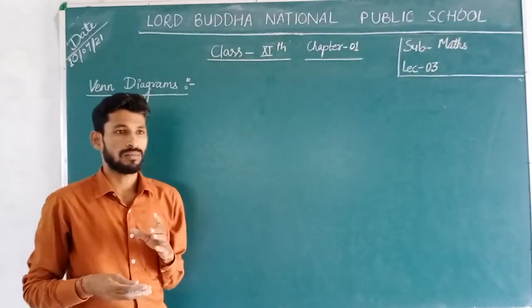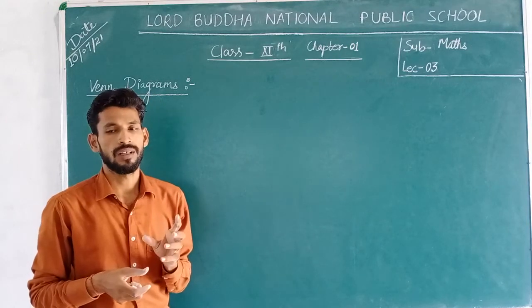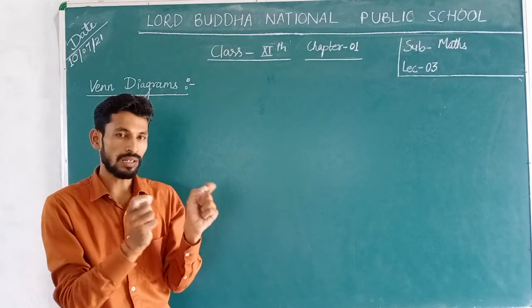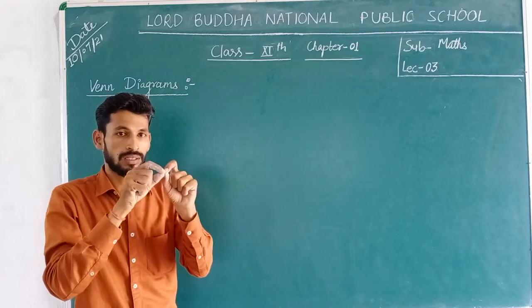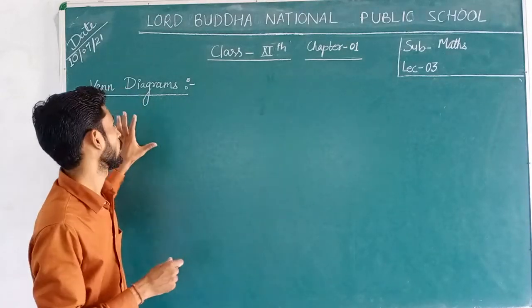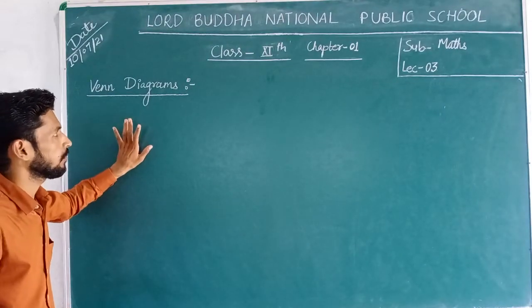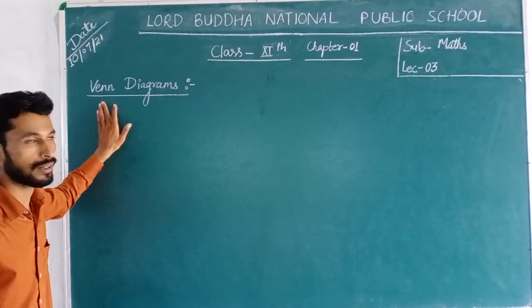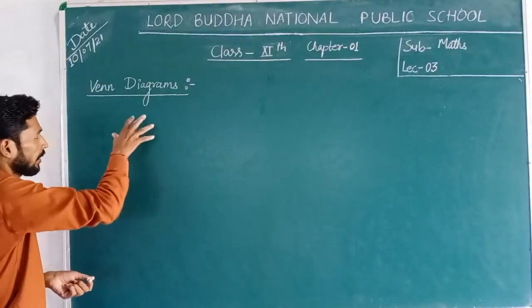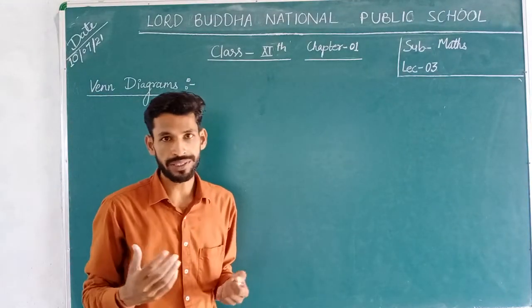Actually, if we want to maintain a relationship between two or more than two sets, and we represent that relationship through a diagram, that diagram is the Venn diagram, because this diagram was proposed by Venn. So this is known as the Venn diagram. In the Venn diagram, we can represent the relationship between two or more than two sets.